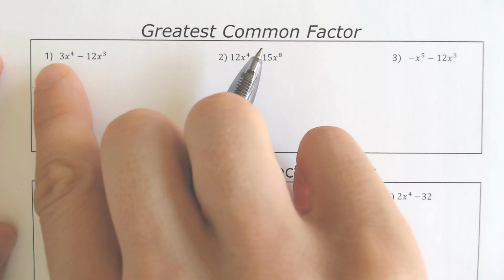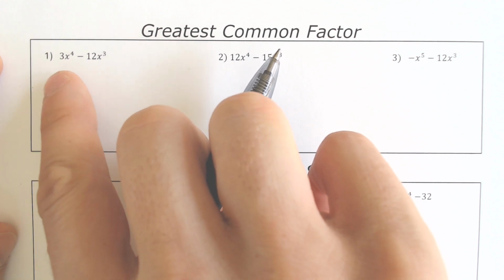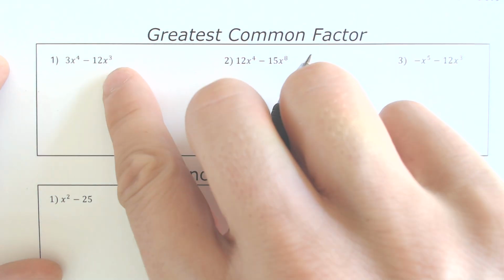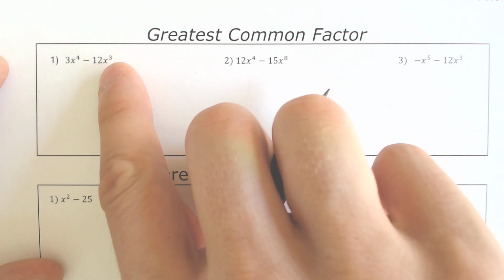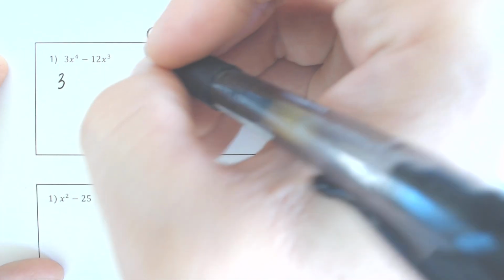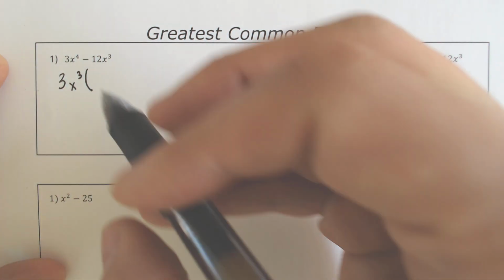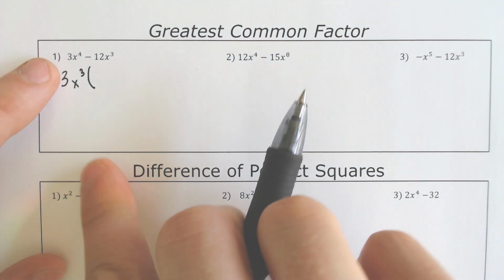So if you look here, they both can be divided by 3. And both terms, the first and the second term, have an x in them. So you have to ask yourself, how many x could they each relinquish? And they could each relinquish at least 3 because this has an x to the third. Okay? So we're going to factor out a 3 because they can both divide by 3. And we're going to factor out an x to the third because they both had at least an x to the third.